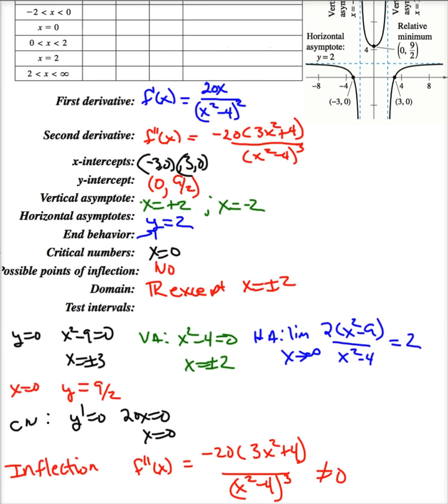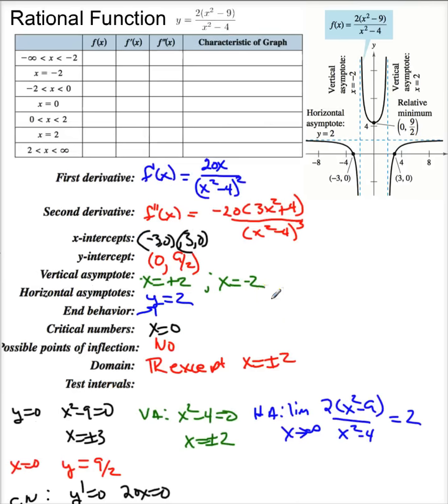And now for our test intervals, I want to come back up to my chart. These do take a while, don't they? So back up at my chart, from negative infinity to negative 2, what do I know? I know the first derivative is negative, and I know the second derivative is negative. So I know it's decreasing because the first derivative is negative, and I know it's concave down because the second derivative is negative.